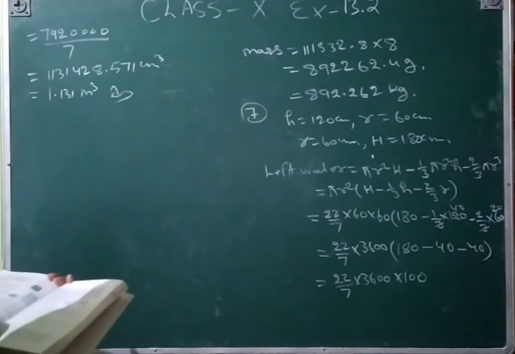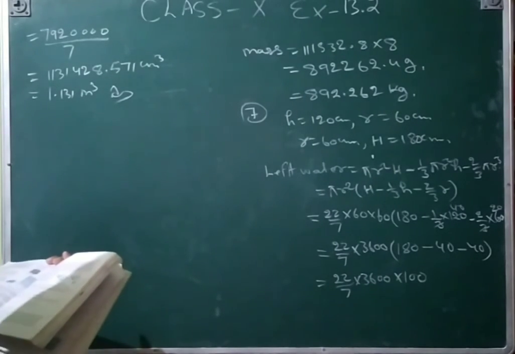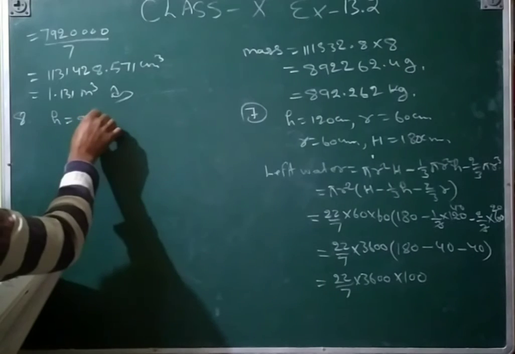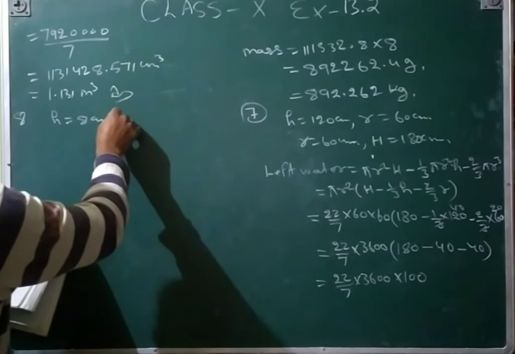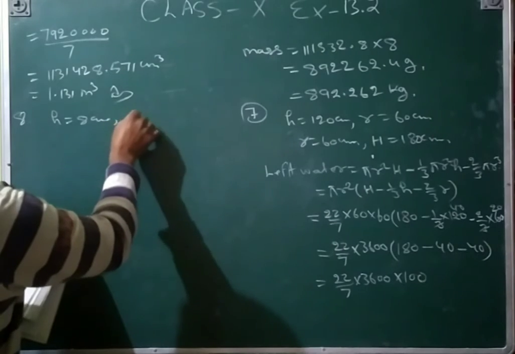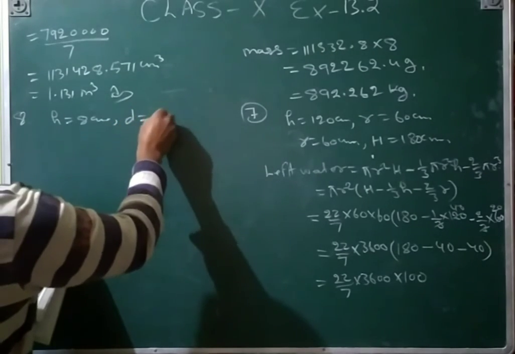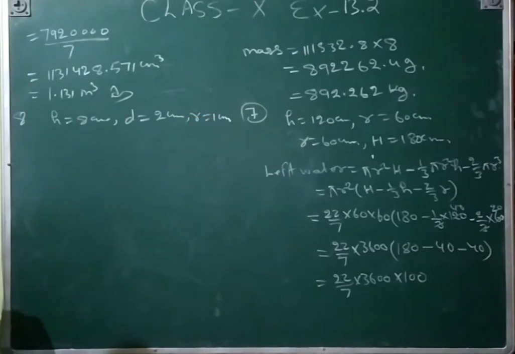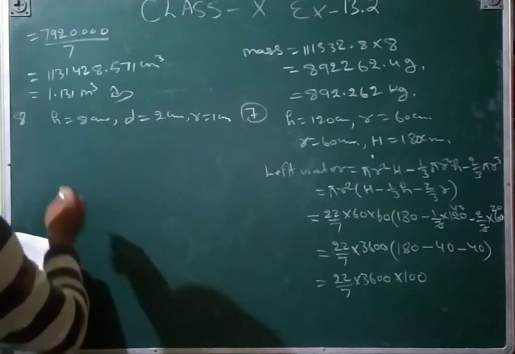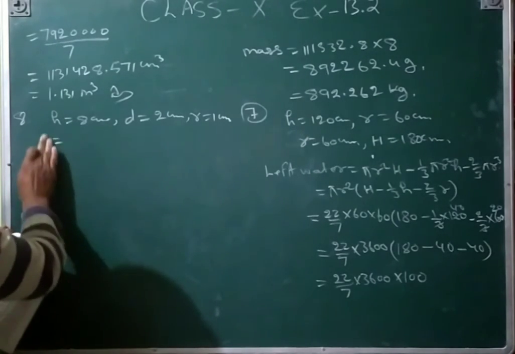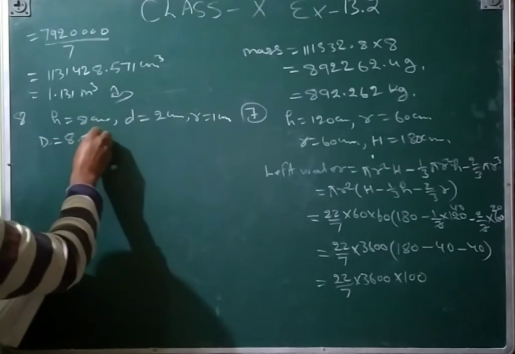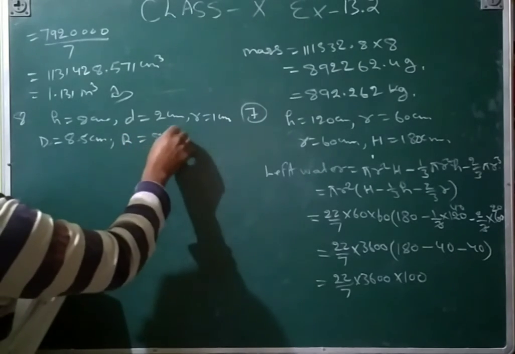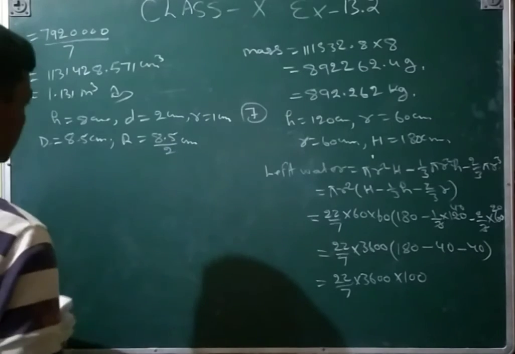1.131. And then last question, a spherical glass vessel with a cylinder neck of 8 centimeter, so that height is equal to 8 centimeter, and then 2 centimeter diameter, so that diameter is 2 centimeter, so r will be 1 centimeter. After that the diameter of the spherical part is 8.5 centimeter, so that r will be obviously 8.5 upon 2.